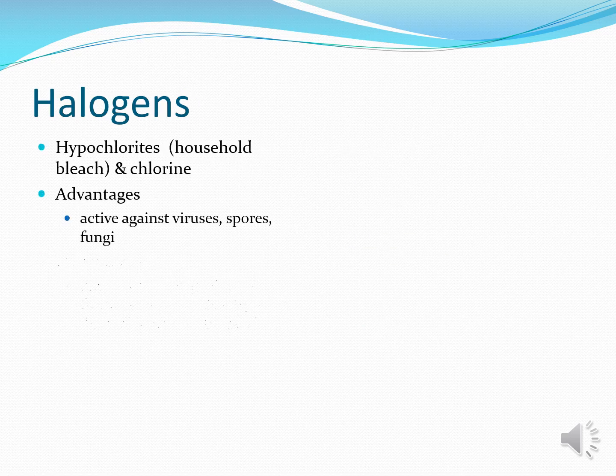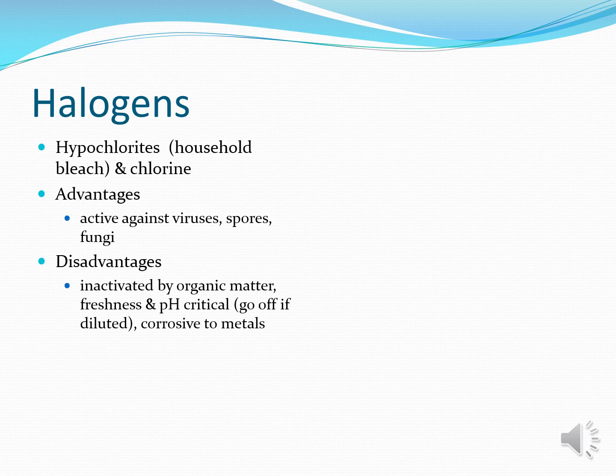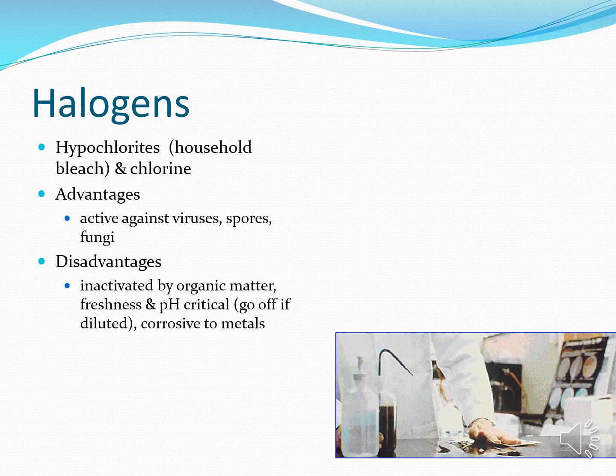Halogens. So examples are hypochlorites, which are household bleach, and chlorines. The advantage is they are active against viruses, spores and fungi. The disadvantage is it is inactivated by organic matter, freshness and pH are critical. It is also corrosive to metals.